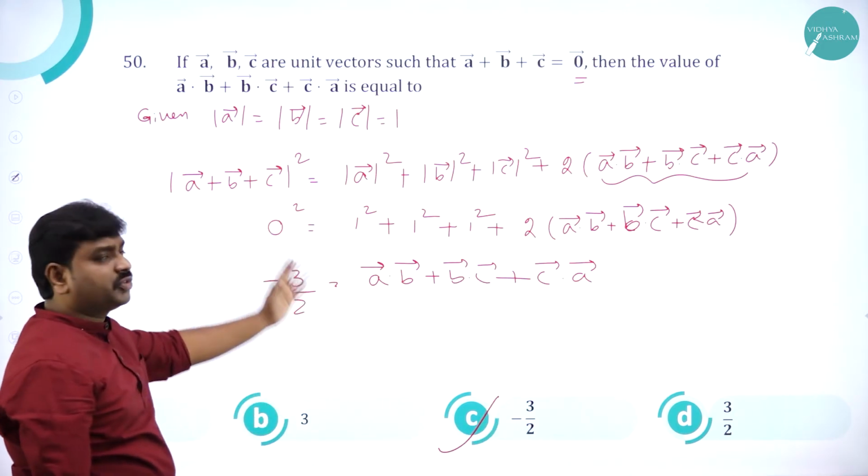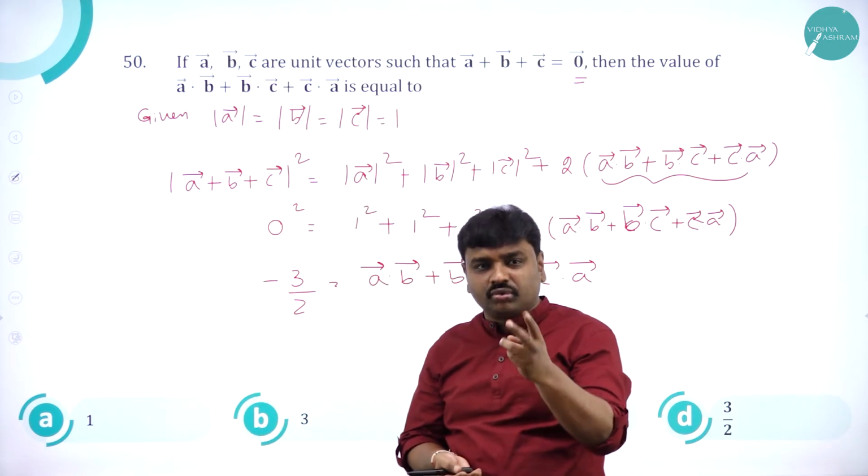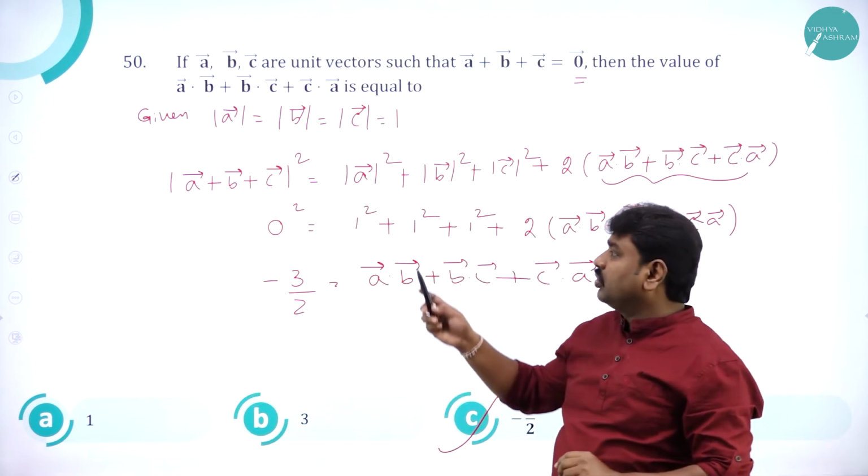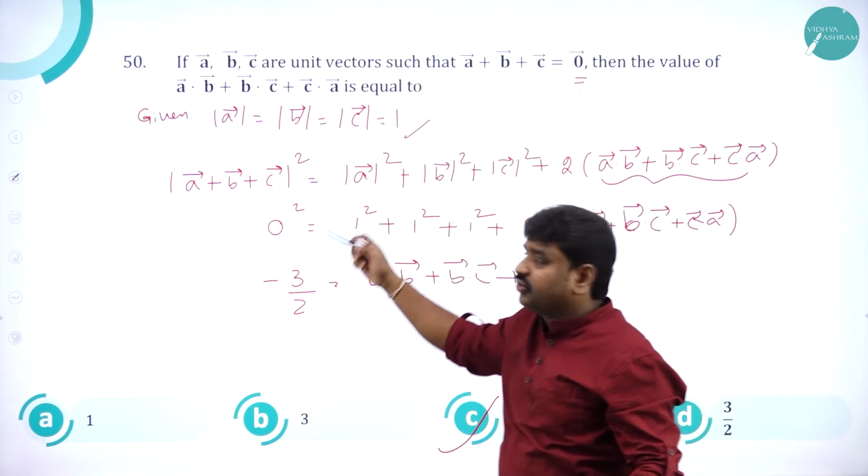What is the magnitude of A plus B plus C the whole square? Magnitude A square plus magnitude B square plus magnitude C square plus 2 times AB plus BC plus CA. But you know unit vector means magnitude is 1, and they gave the 0 vector, so the magnitude has to be 0.